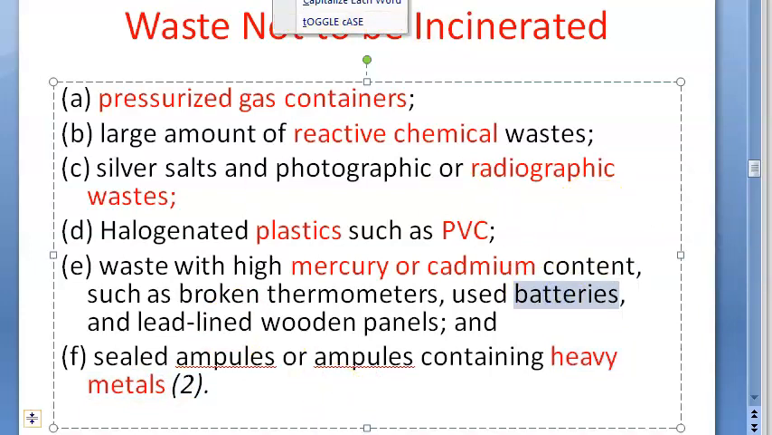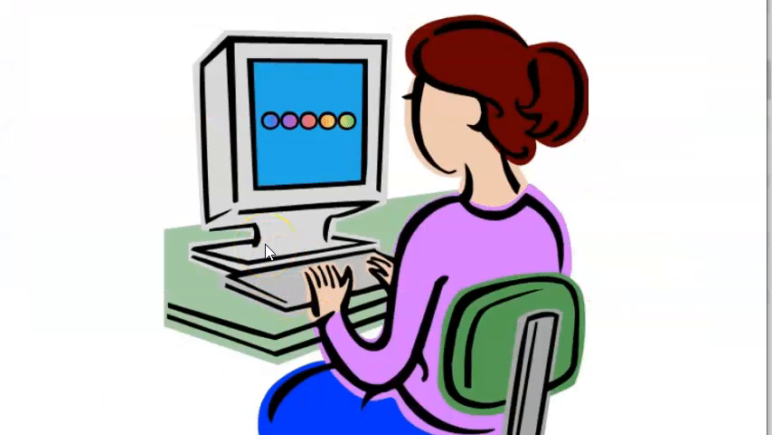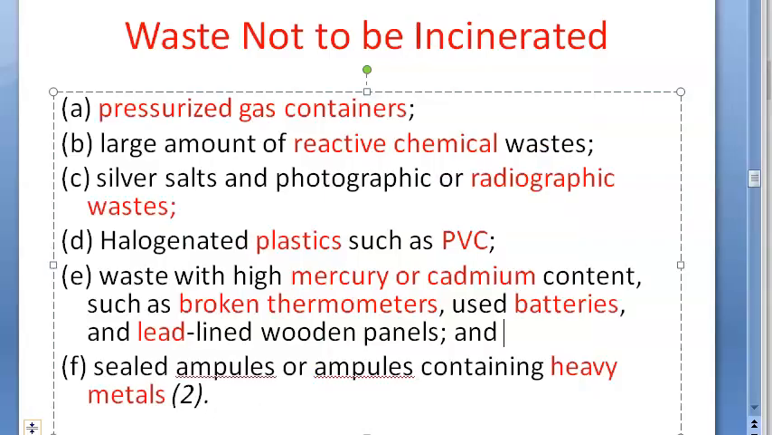Batteries. Waste with high mercury, cadmium, broken thermometers. Obviously that will have mercury. Used batteries, lead lined wood panels. So lead and all they don't like. They have mentioned it already here. Yeah, lead is a metal. Okay, so all these things, don't incinerate. What shouldn't you incinerate? Plastic, recyclable stuff, reusable stuff, heavy metals, mercury, then pressurized gas containers, chemicals, radiographic waste, PVC, plastics, cadmium, batteries, ampules containing heavy metals, sealed ampules, all these you will not incinerate.